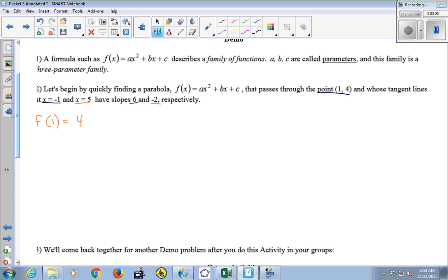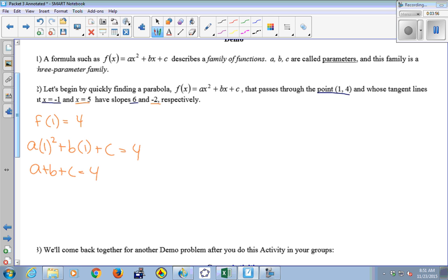All right. So if it goes through the point (1, 4), that means f of 1 has to equal 4. So f of 1 means put a 1 in for all your x's in ax squared plus bx plus c. So this is going to be a times 1 squared plus b times 1 plus c has to equal 4. And then simplify this, and it just says a plus b plus c equals 4. So it's one of the equations that I can generate from the given information. Because I have 3 unknowns, I need 3 equations. So I go to my next piece of information.